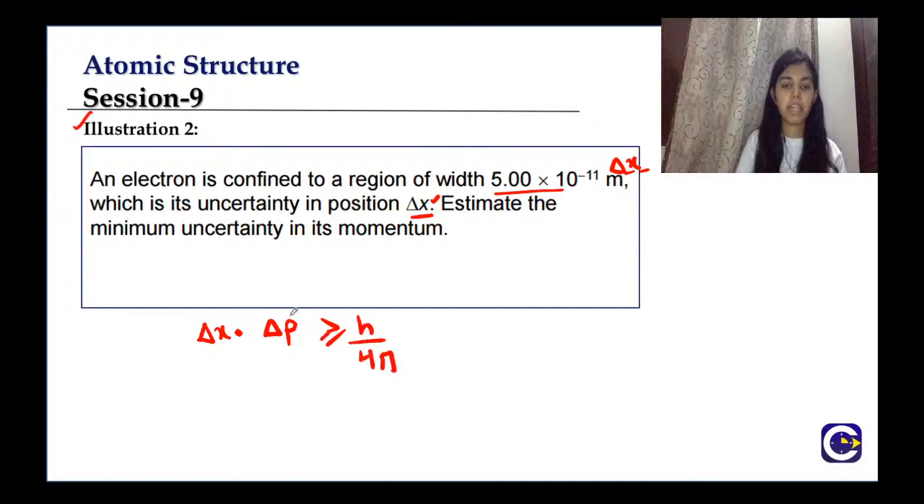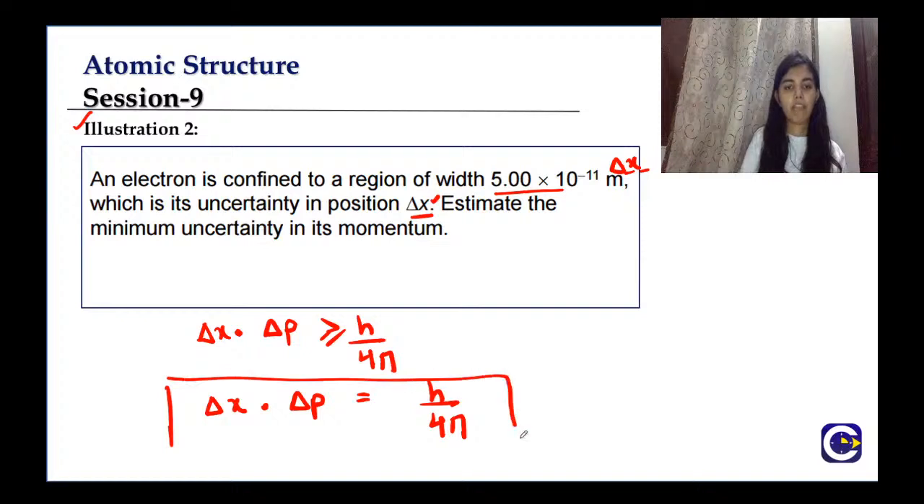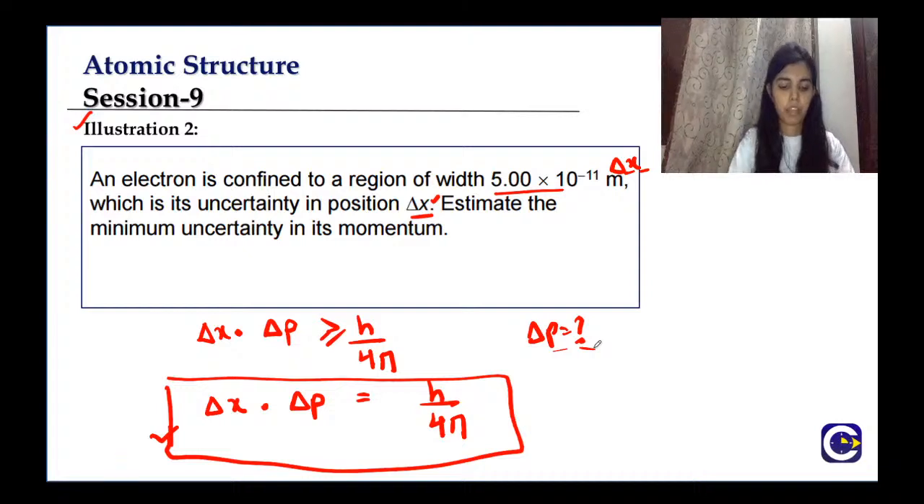So the minimum uncertainty in the product of position and momentum is equal to what? h by 4 pi, where h is the Planck's constant. So it is talking about the minimum uncertainty. So delta x dot delta p will be equal to h by 4 pi. Delta x value is given, h value you already know, take pi as 3.14 and find out the value of delta p fast. And after this, Arun, you can ask your questions.